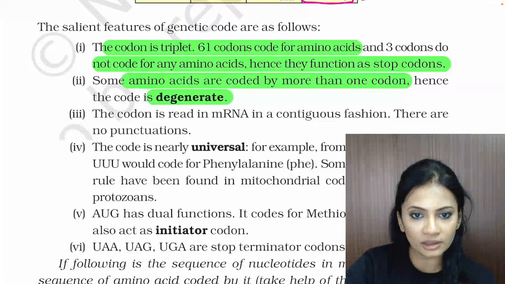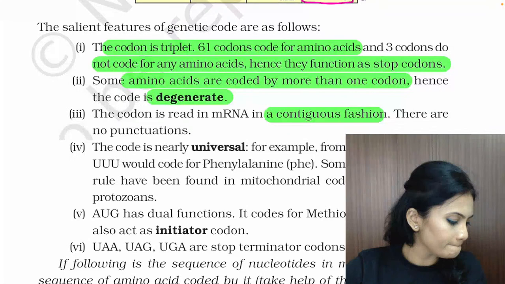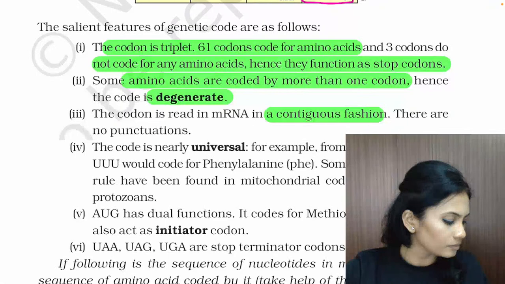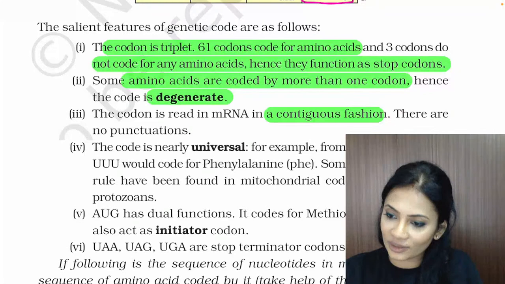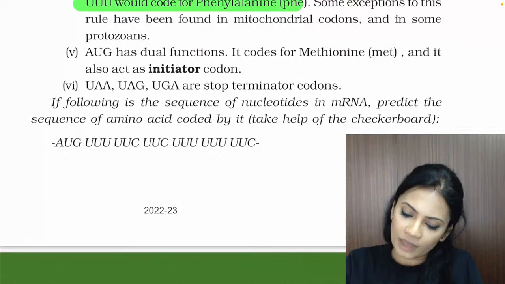Clear? Then, codon is read in a contiguous fashion. Alright. Then, code is universal. Any organism, UUU will always be for phenylalanine. Okay. Exceptions are found in mitochondria and some protozoan.